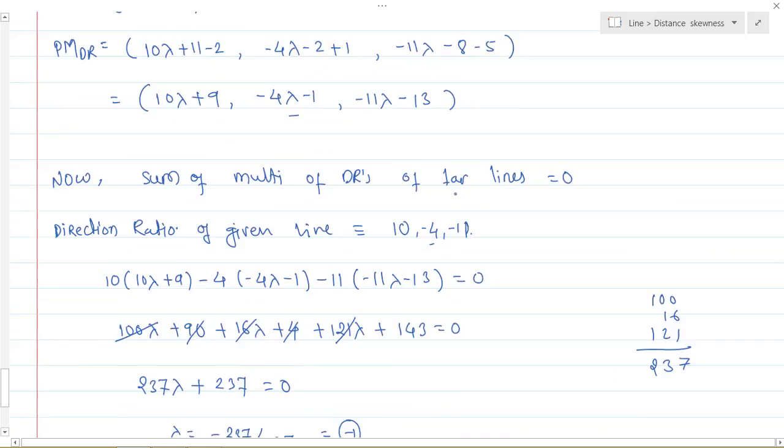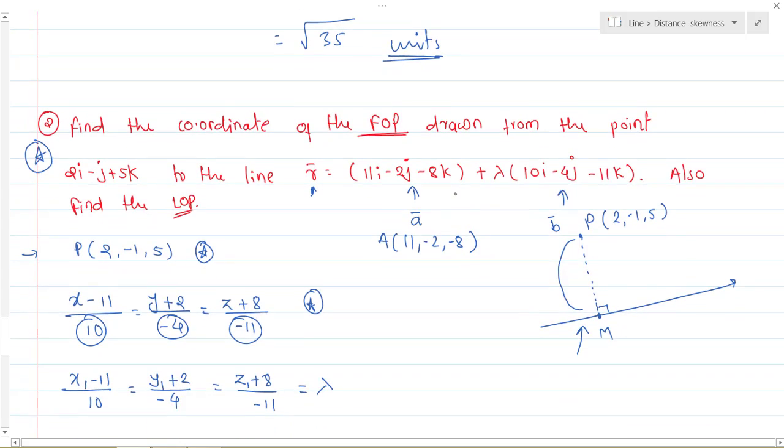What was asked in the question? They asked to find the coordinate of the foot of perpendicular. So the coordinate of the foot of perpendicular becomes 1 comma 2 comma 3. Also they are asking for this length. So how will you find this length?